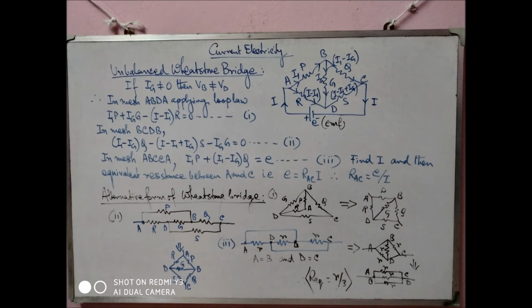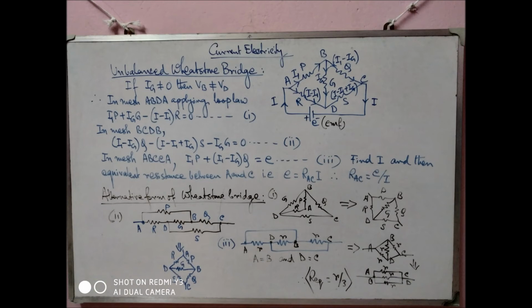Now we will discuss the unbalanced Wheatstone bridge. Previously we discussed the balanced Wheatstone bridge, in which we had taken VB equal to VD and no current passes through the galvanometer, that is Ig equal to 0. After that, using either Ohm's law or Kirchhoff's law, we proved the balancing condition of the Wheatstone bridge, that is P by Q equal to R by S.